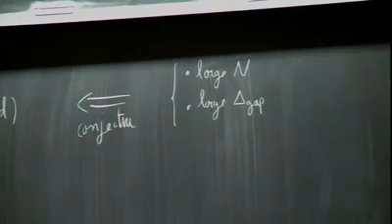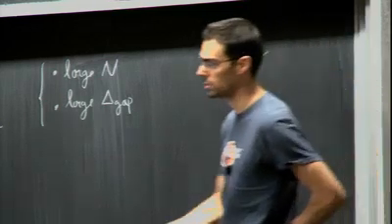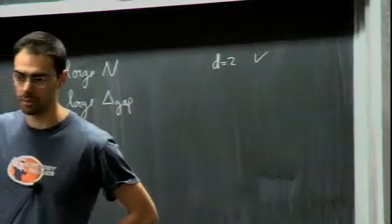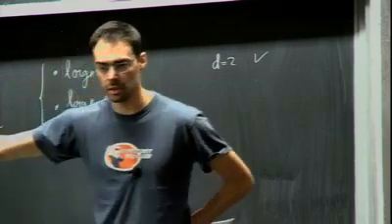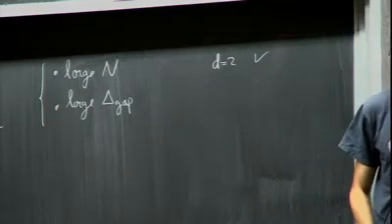I should make two comments. So one comment is that in D equals 2, this is automatic. You don't need any constraint. Any CFT in D equals 2 will just satisfy this universal ratio immediately because both these numbers are just the central charge up to some number, okay? The central charge of the 2D CFT.